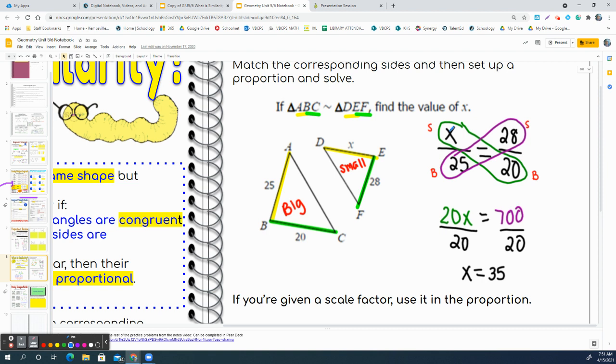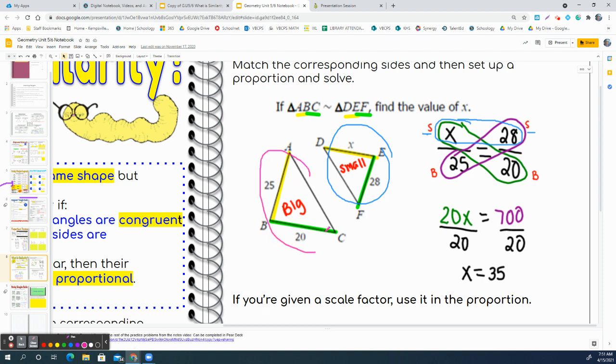Do those first. Sides, however, are a little bit different. So if you take the X and the 28, that's the small triangle, right? So this small triangle, I'm going to put those 2 sides that I know next to each other in my proportion. X next to 28. They're in the same small triangle. That's why it says S right there. So they have to go together.